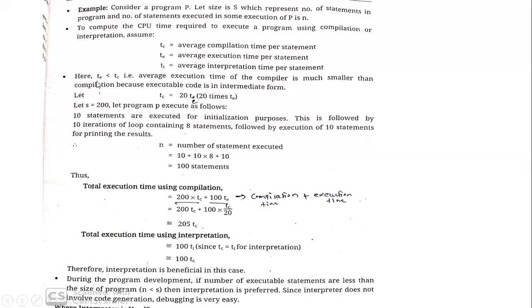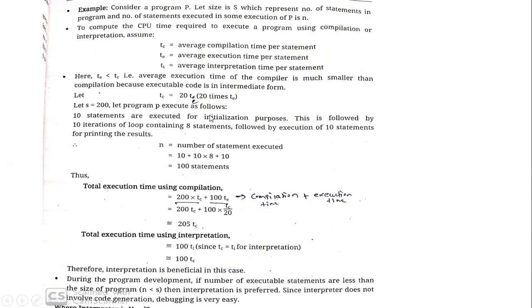Now here, TE, that is average execution time, is less than compilation time. That is, the average execution time of a compiler is much smaller than compilation because executable code is in intermediate form. Okay, here we can consider TC equal to 20 times TE. TE जो compilation time जो आहे तो कशाचा इक्वल आहे, एक्झिक्युशनच्या 20 times multiple equal to that particular compilation time. Okay, now here S should be considered as 200. That is, S is nothing but the number of statements in the given program. That size should be considered as 200.